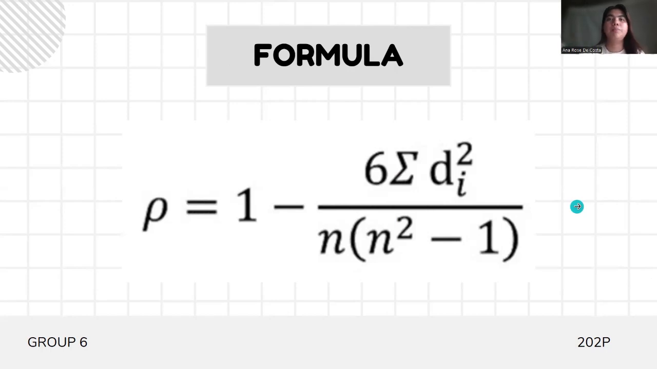For our formula, this is rho, where rho is the Spearman's rank correlation coefficient. d is the difference between the two ranks of each observation, and n is the number of observations. The Spearman rank correlation was developed by Lauchenko and Dizon.